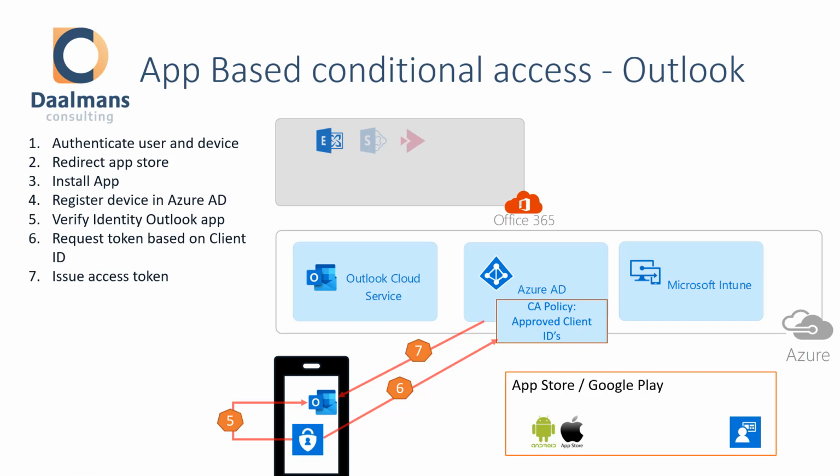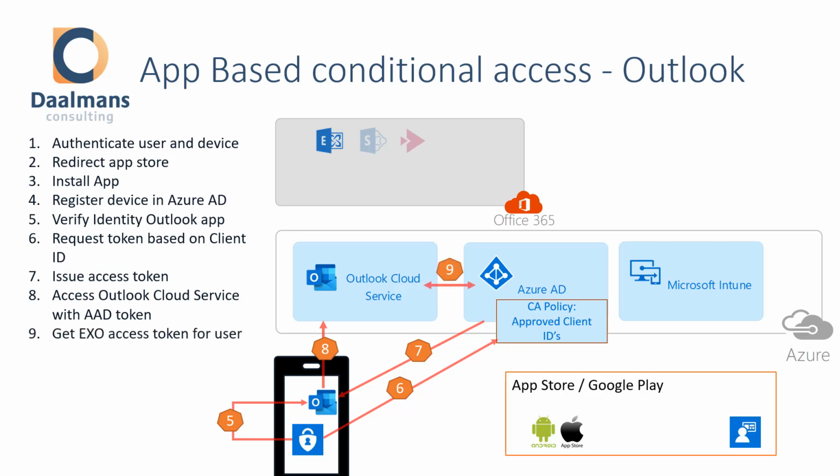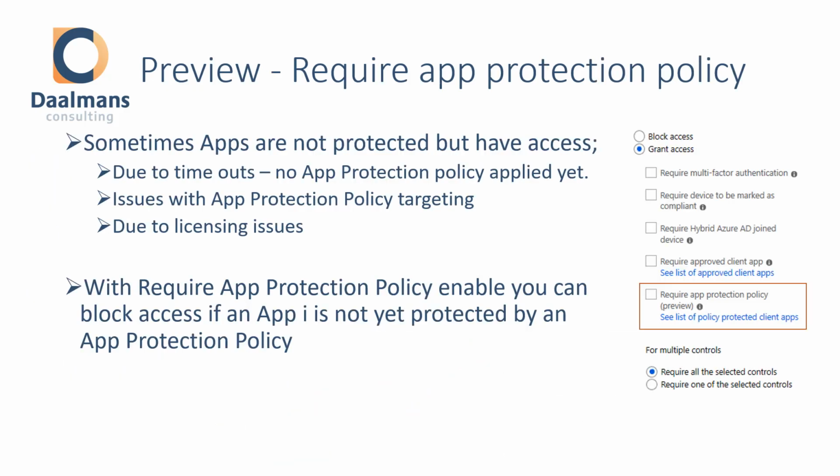An access token is issued, then we are accessing the Outlook service with that token. We get an Exchange Online access token for the user, and we have access to Exchange Online, where the email is delivered. So a new feature in conditional access is the ability to check for app protection policy.